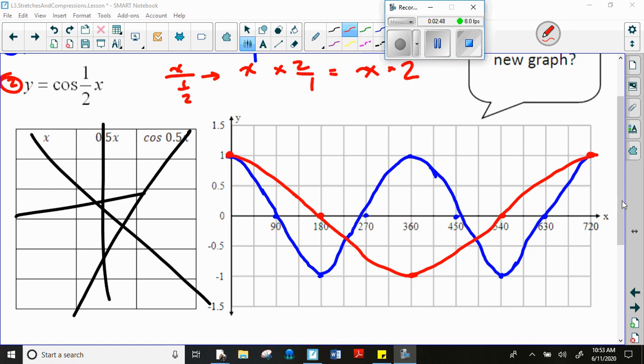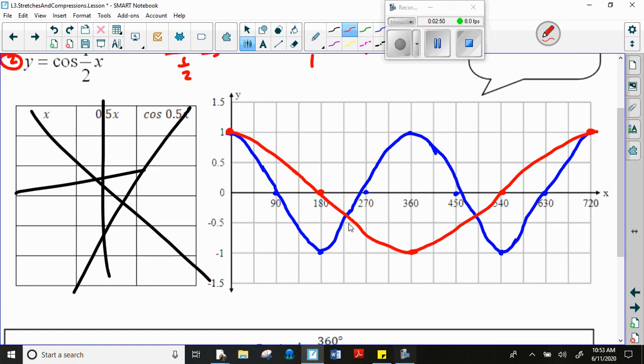All right. So that's what it looks like for one full cycle. So this has been stretched. So if we had the accordion in the other question, we were pushing the accordion together. This one, we're pulling the accordion apart. All right, so it's a horizontal stretch.